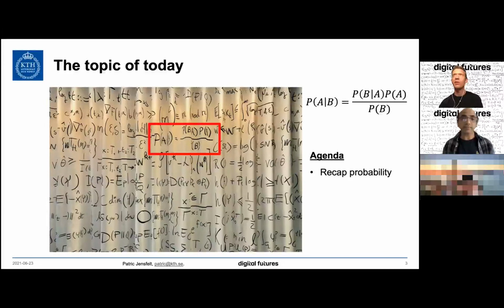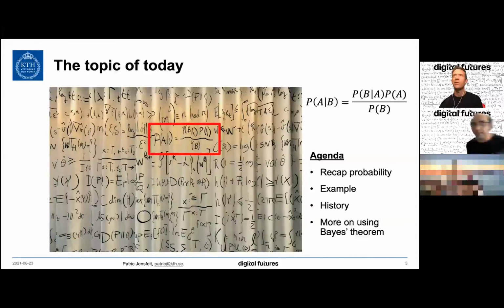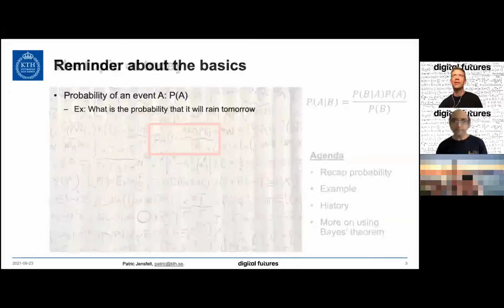So the agenda is I will give a brief recap of probability just to make everyone be on the same page. I will look at an example to put this into context, and then I will go into the history. And then at the end, I will use Bayes' theorem in some more examples. All right, so let's start with the basics.